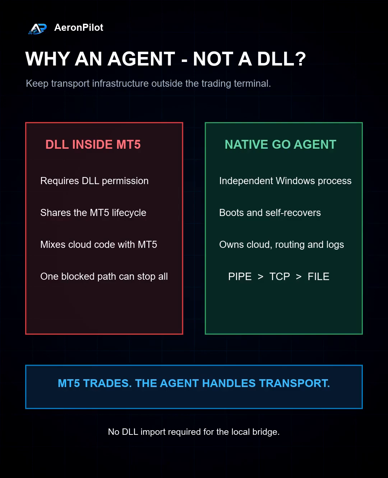And why a native agent instead of a DLL? A DLL lives inside the MetaTrader process, requires DLL permission, shares the terminal lifecycle, and mixes cloud networking with the trading application. AeronPilot separates those responsibilities. The Go agent starts with Windows, owns the authenticated cloud connection, routes multiple accounts, records health and logs, and can recover independently of MetaTrader. The EA communicates locally through a named pipe first, TCP second, and a file bridge as the final fallback. If a Windows policy blocks one channel, the whole architecture does not collapse. No DLL import is required for the local transport.